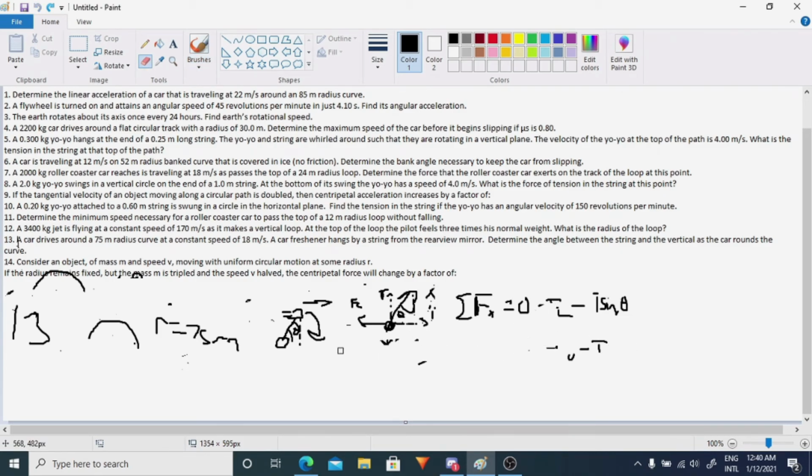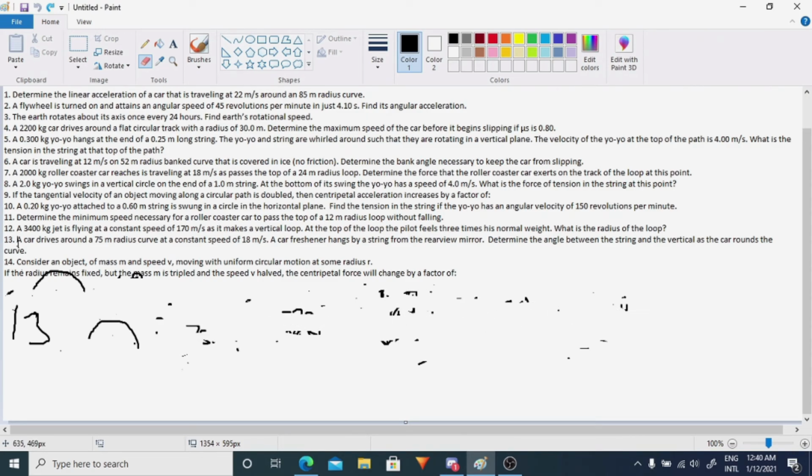And the final question of this problem set. Question number 14. Consider an object of mass m and speed v moving with uniform circular motion at some radius r. If the radius remains fixed but the mass m is tripled and the speed v is halved, the centripetal force will change by a factor.